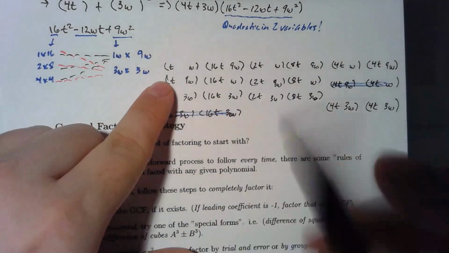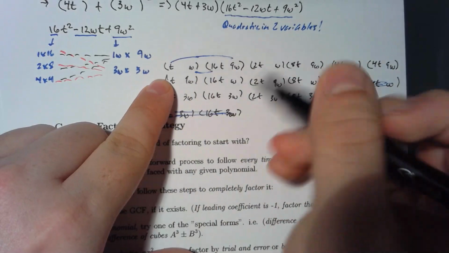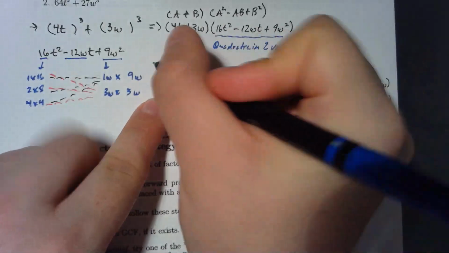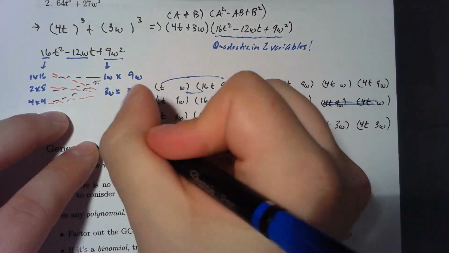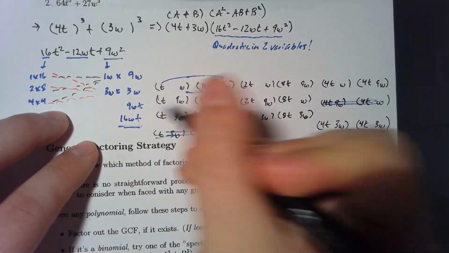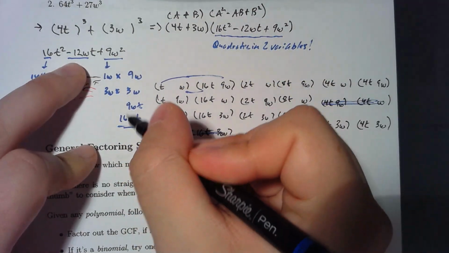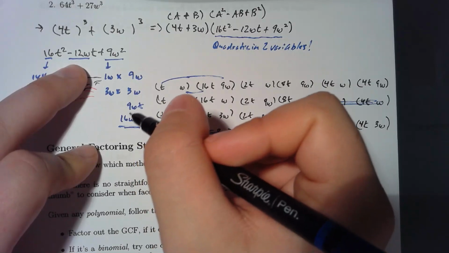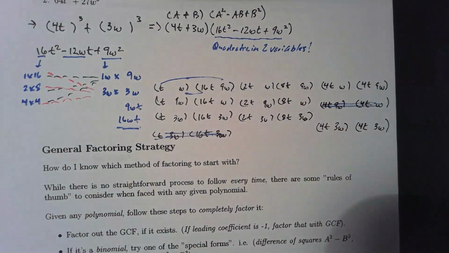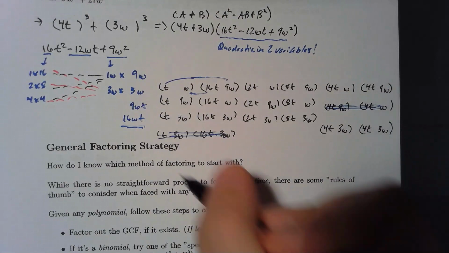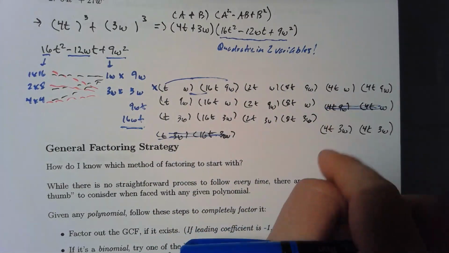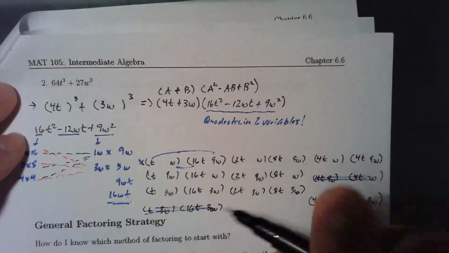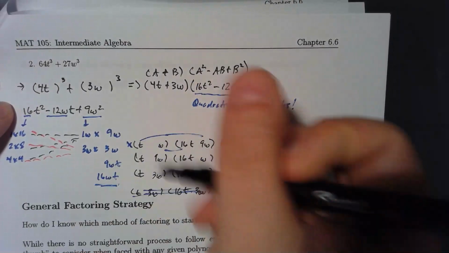If I look at this one, that outside, inside, so that's 9wt. The inside here is 16wt. Can I get 12wt from that? No. That's going to give me 25. I can't get negative 12 from that, so that won't work. So that one's no good. And if you go through all of them here, you'll find that none of them work. So guess what? This ends up being prime.